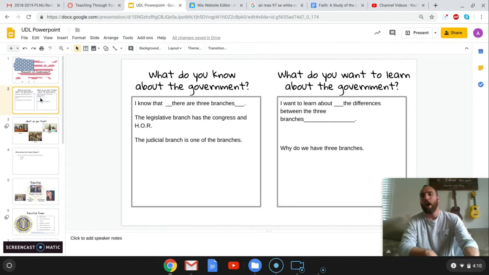Today we're going to be learning about the branches of government, the United States government specifically. First we're going to start with a KWL chart, and so that is what do you already know, what do you want to learn, and then by the end of this lesson we'll review what you learned. So, what do you know about the government already?